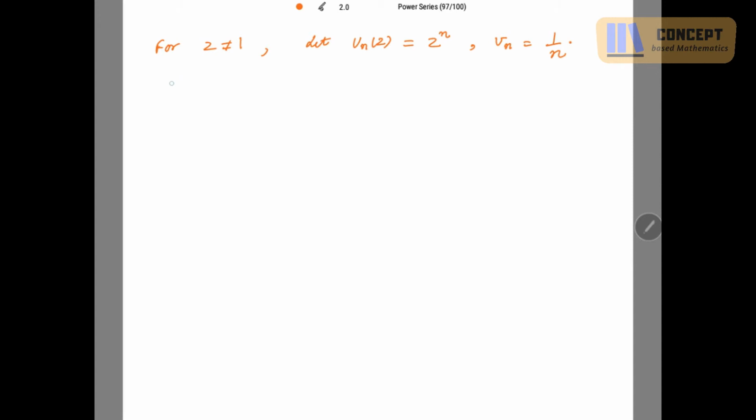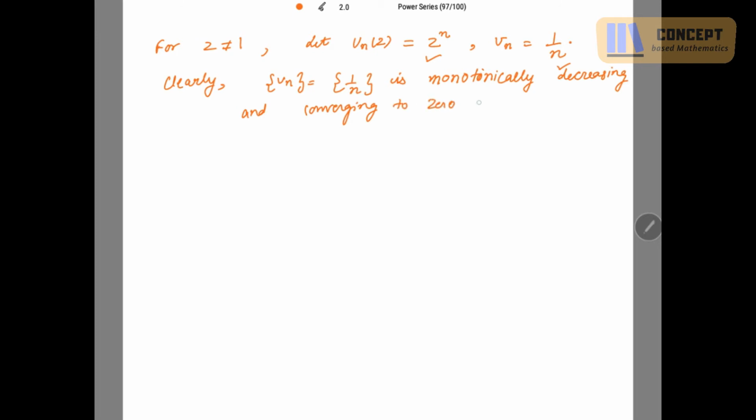So from the given series, I have taken u_n(z) to be z to the power n and v_n to be 1 by n. Clearly, this v_n, that is 1 by n, this sequence is monotonically decreasing and converging to 0 as n goes to infinity.